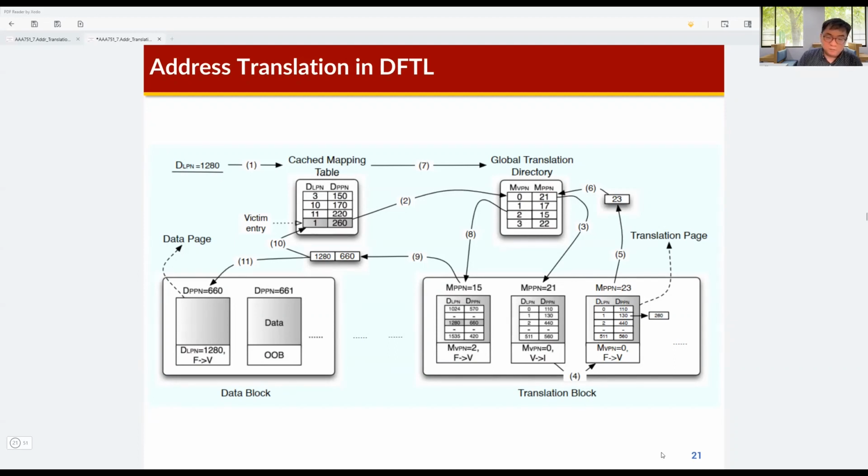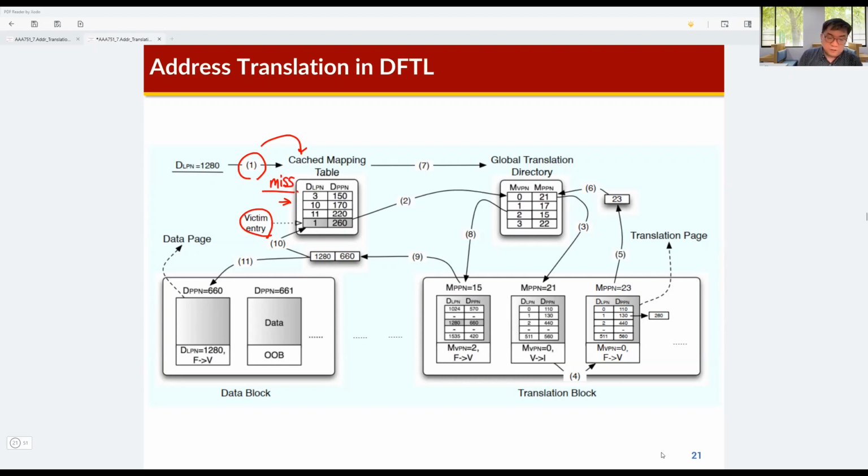So in this example, this is the cached mapping table, and from the host, we first want to access logical page number 1280. But as you can see, this is not found in this cached mapping table. So first, the SSD accesses the cached mapping table, but this requested page is not found. Also, the CMT is full. The first request is a miss case.